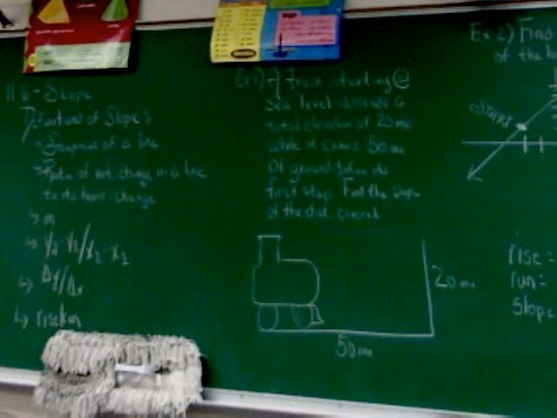Okay, so let's go to example 1 where we start talking about slope. A train starting at sea level ascends a total elevation of 20 miles while it covers 50 miles of ground before its first stop. Find the slope of the distance covered.